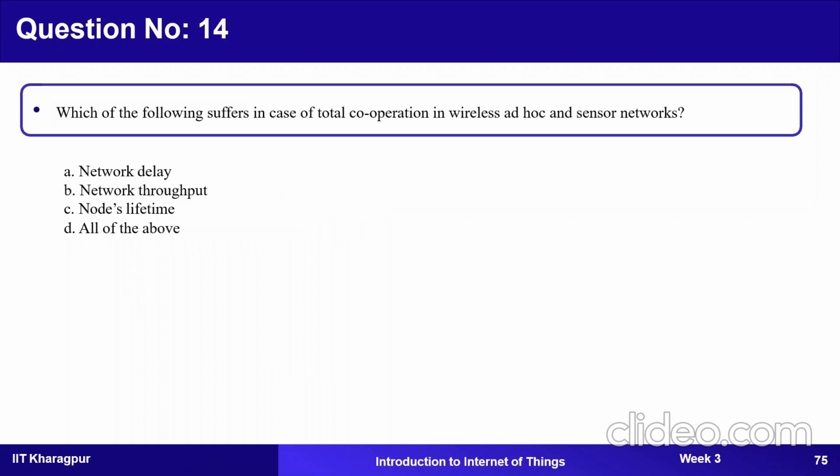Next question is, which of the following suffers in case of total cooperation in wireless ad hoc and sensor networks? Options are network delay, network throughput, nodes lifetime, all of the above.